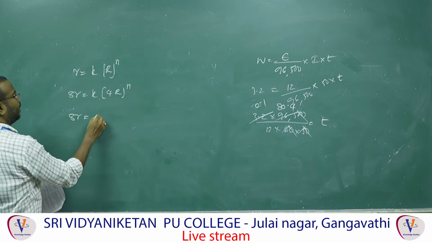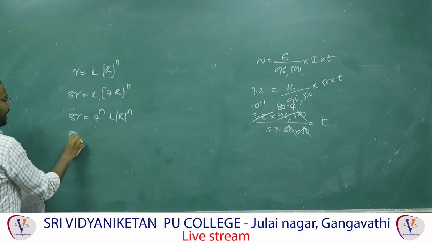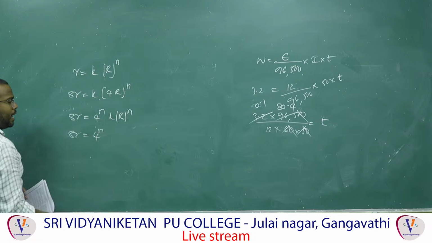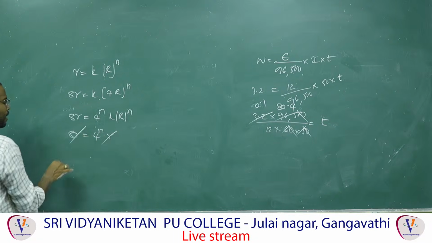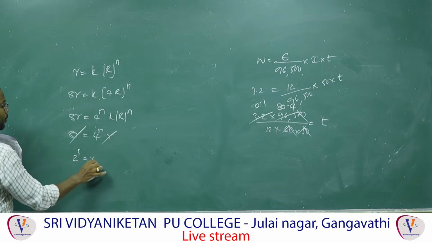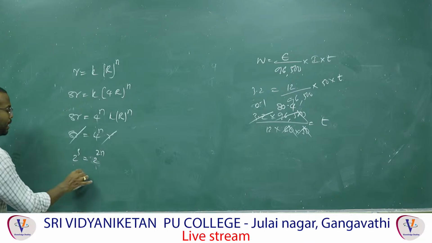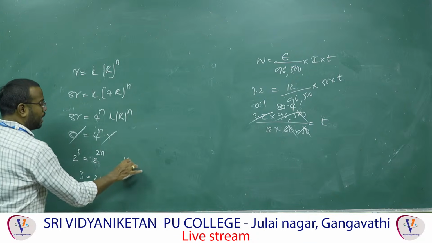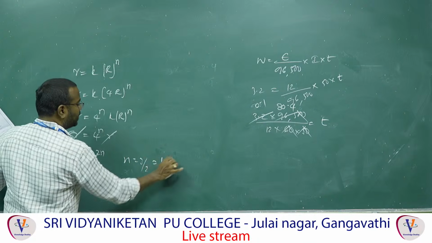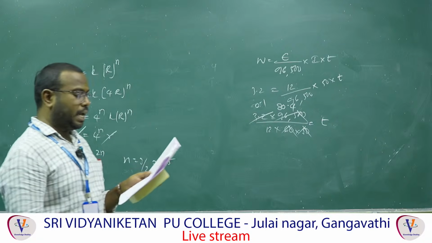Then 8R equals 4 power n into KR power n. Then 8R equals 4 power n, and then you have R again. R and R gets cancelled. You can write this as 2 cube and then 2 power 2n. Therefore, what you get here is 3 equals 2n, n equals 3 by 2, which is 1.5. So option number 3 is correct answer.